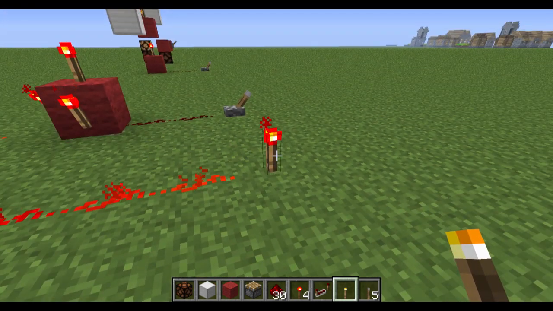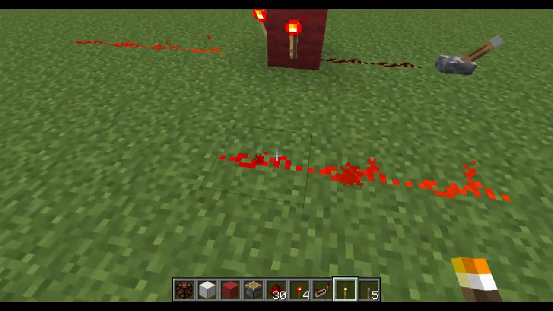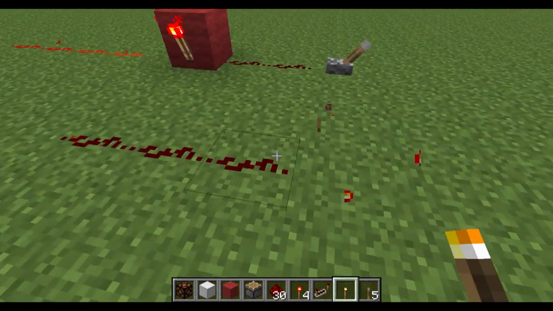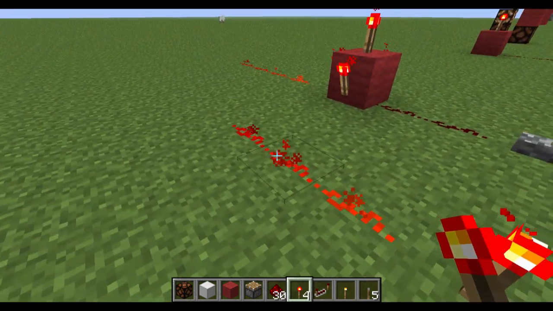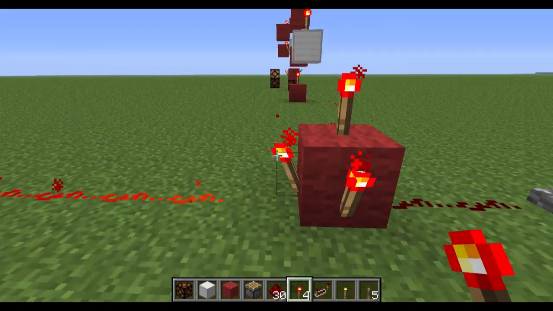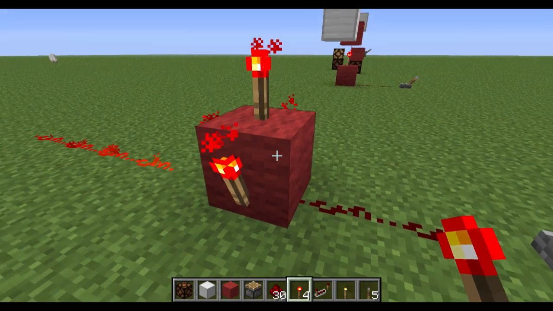First, they are a source of power. If you put a torch down on the ground, any redstone that's near it will get lit up just like that. You see? So take it off, it's off. Put it back on, it's on. Very good to know. It also will invert the signal of any block that it is on.